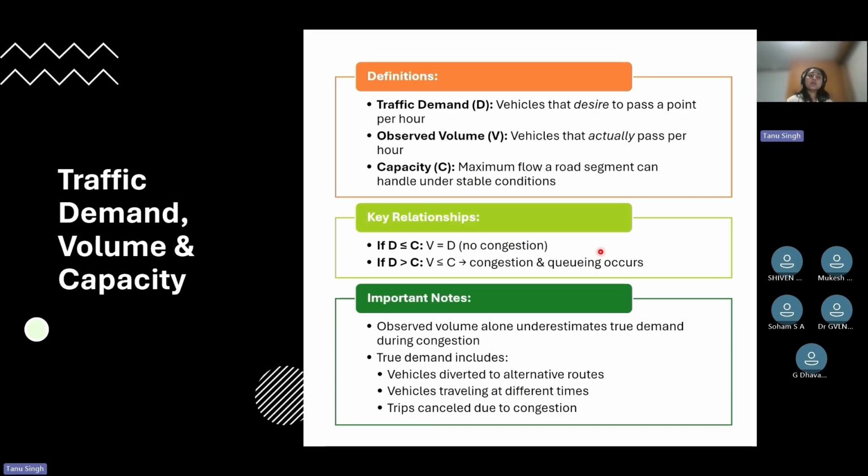Now, starting with the traffic demand, volume, and capacity. So, traffic volume, we have already discussed, is the number of vehicles. Okay, does somebody have any doubt? Okay, let me stop here. First, let's clear the doubt.